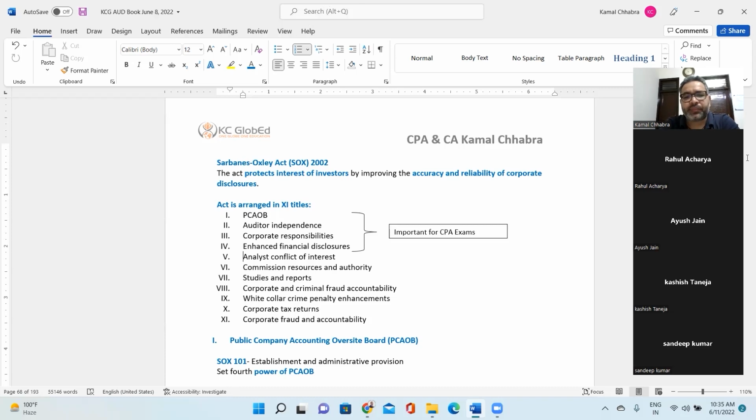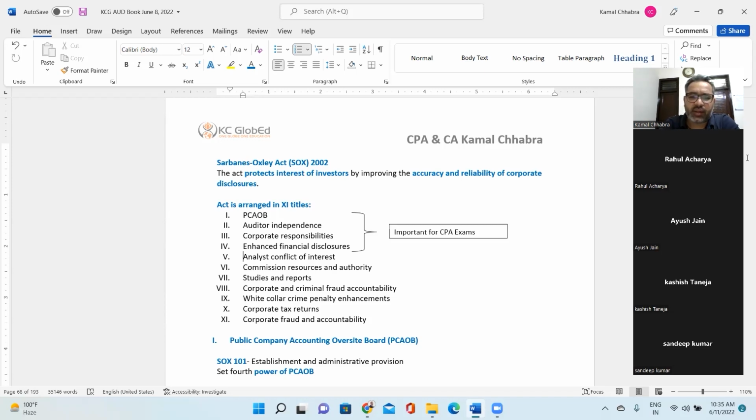Right, and then they have also enforced enhanced financial statement disclosure requirements on the company. Like we said, preparation and fair presentation of the financial statements is the responsibility of management or CPA? Management, right? From where exactly is this coming? It's coming from Title 4 of the SOX. So Titles 1, 2, 3, 4 are important from your CPA examination perspective.